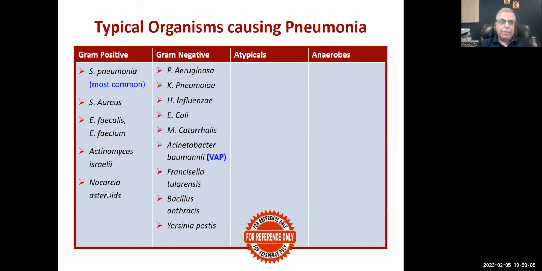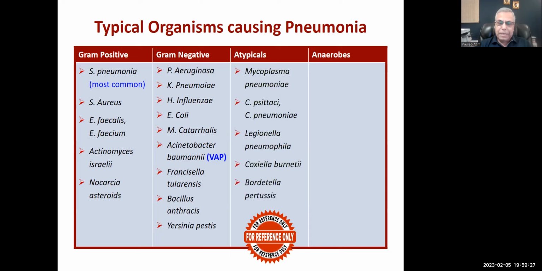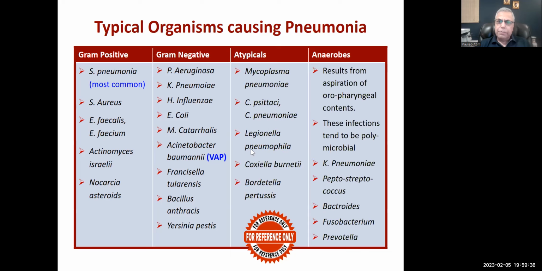All right, so then we have got a lot of gram negatives. Pseudomonas aeruginosa is relatively more dangerous. A lot of these are common, some are not very common, but these organisms do cause pneumonia. Then atypicals: Mycoplasma, Chlamydia psittaci, Chlamydia pneumoniae, Legionella. And then we have got anaerobes that result from aspiration of oropharyngeal contents.